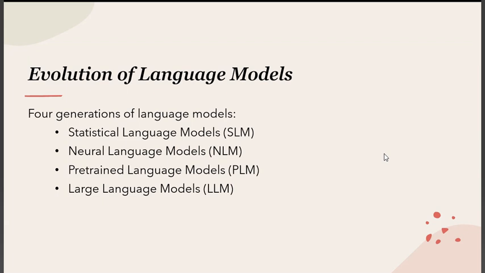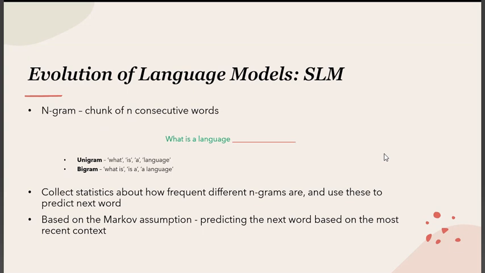And with 2020, we are in the era of large language models, which we are seeing all around. Some of the examples are what I have shown in the first slides, like ChatGPT, Gemini, and everything. So let's get a little bit deeper into it. When talking about statistical language models, the prominent one we need to address here is the n-gram model. n-grams are nothing but chunks of n consecutive tokens.